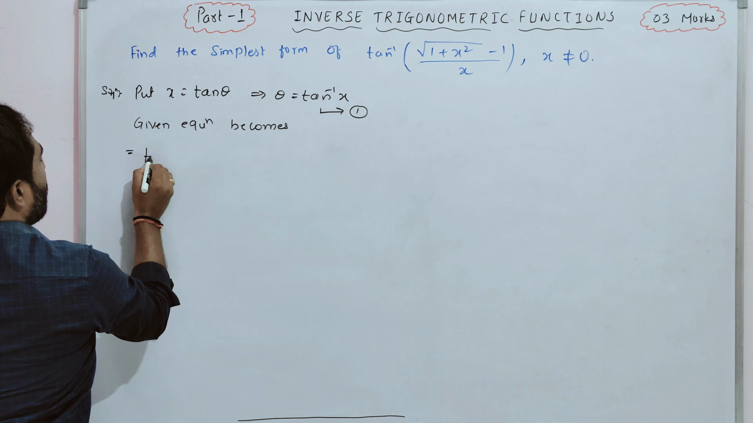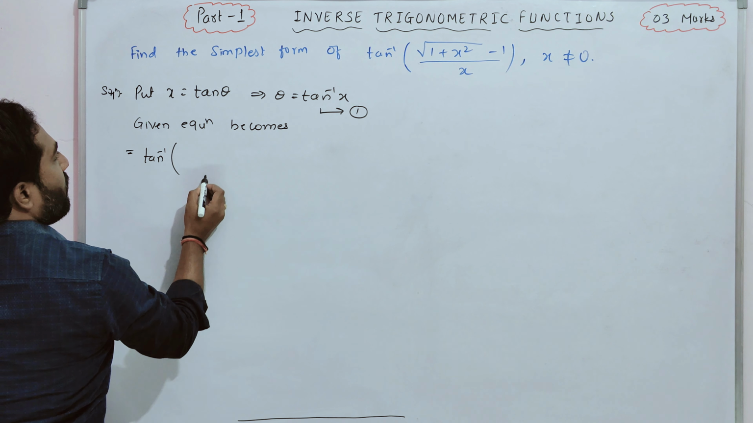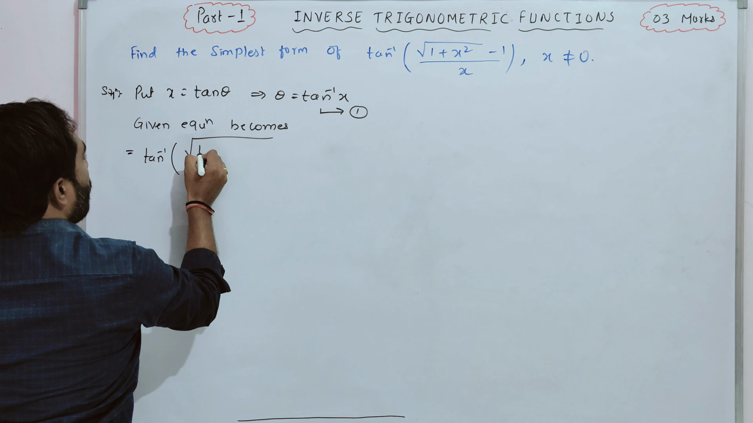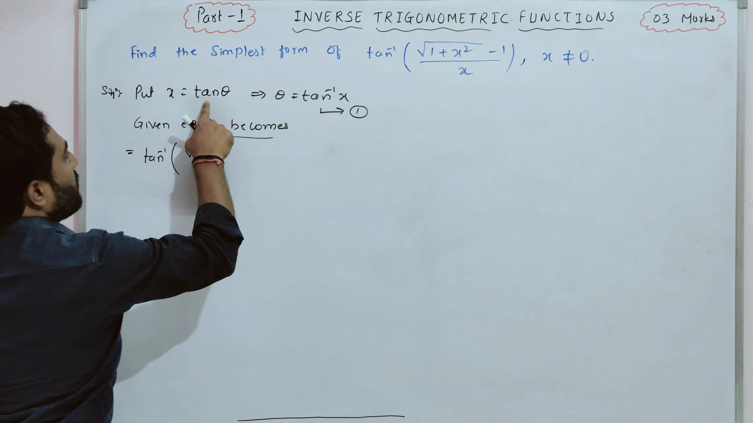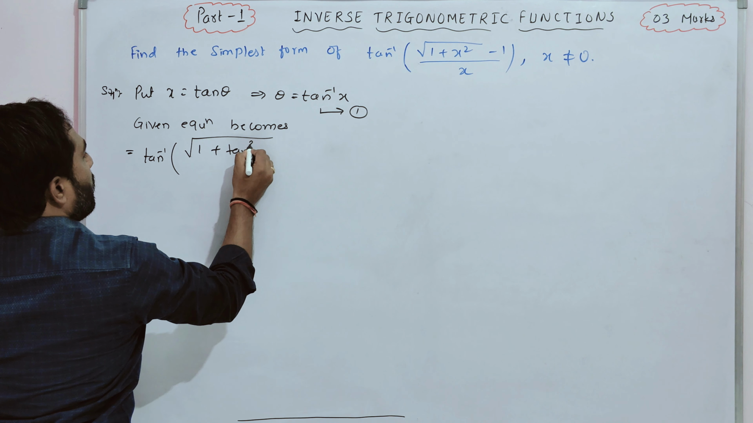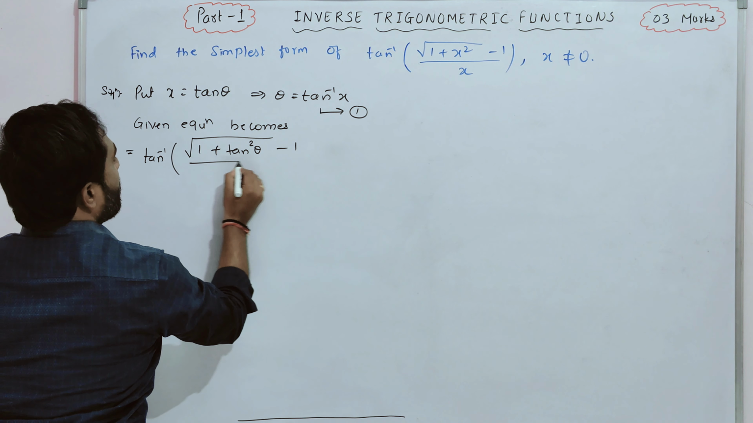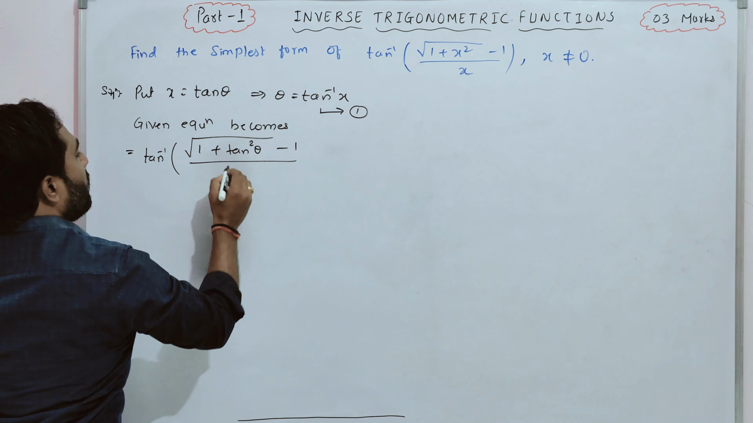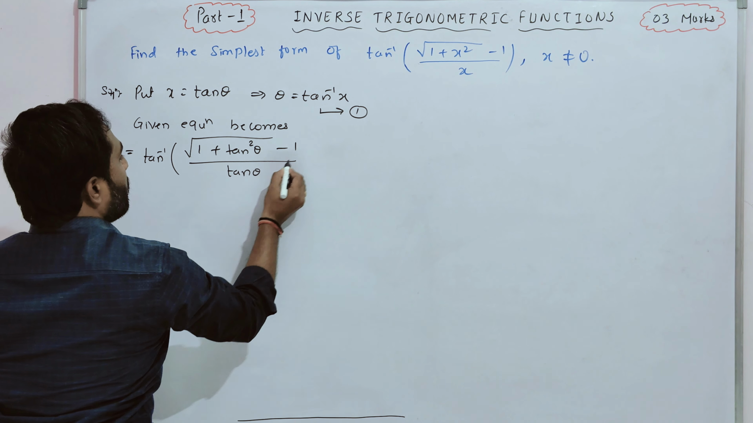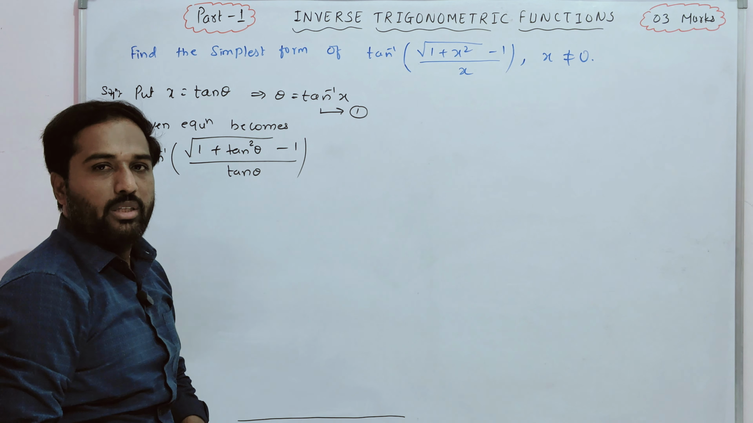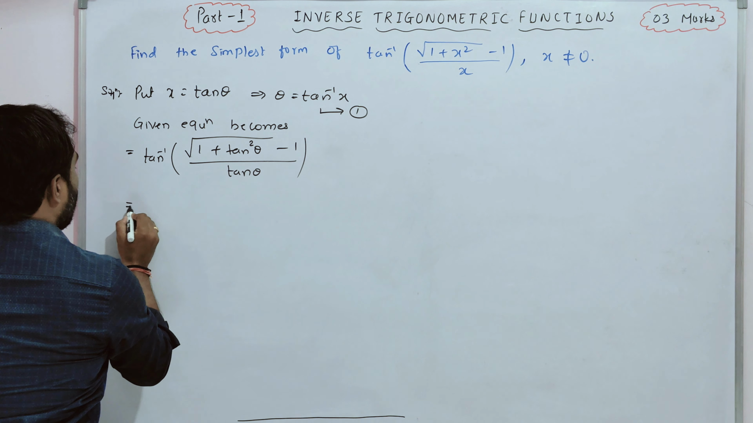So this is nothing but tan inverse of square root of 1 plus x square, which becomes tan square theta, minus 1 as it is, divided by, again, x is nothing but tan theta. Simple way, just substitute into the first step. Now let us simplify step by step.